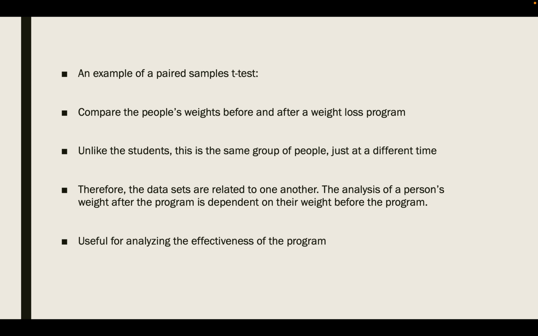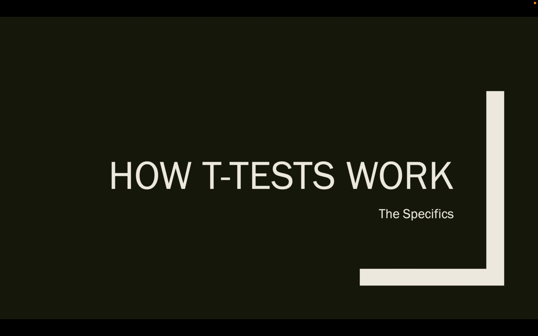So it's measured twice. The weight's measured twice, before and after the program. The groups are clearly related to each other. Therefore, a paired t-test would be quite ideal for this situation. Yes, I believe that sums it up. Those are the two different types of t-tests. They are used in different situations. Those are a couple of pretty simple examples of how those work.